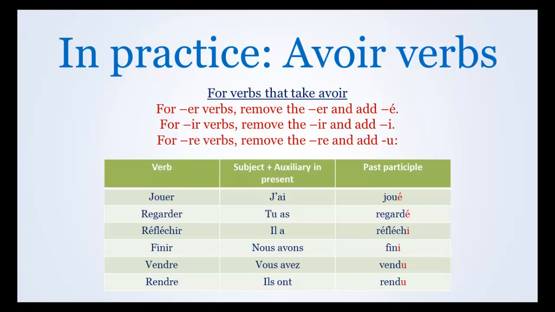A bit further now, we have finir, and we'd go with nous avons. So we're going to go we have, nous, we, avons, have, fini. So our past participle there, we've taken off the ir, and we've replaced that with an I. So nous avons is our subject plus the auxiliary, and then the fini is our past participle.